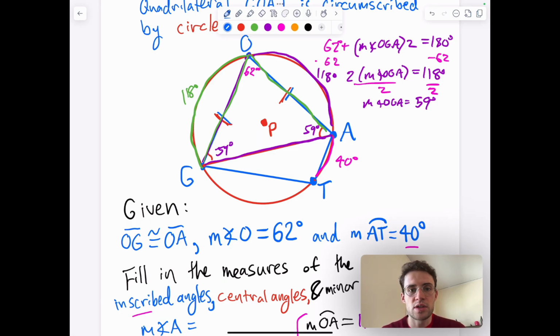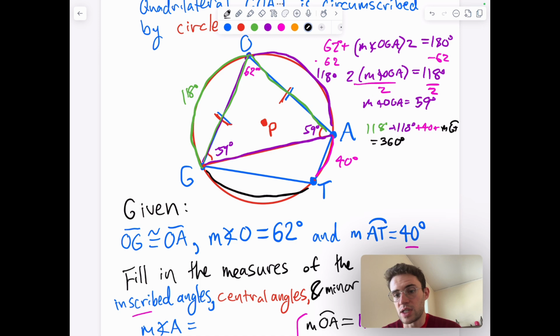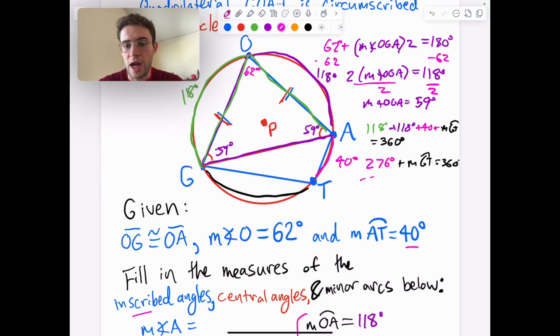So we could add all of those up. We could say 118 degrees plus 118 degrees plus this arc TA is 40 degrees plus the measure of arc GT would have to be equal to 360 degrees. If we add those up, that gives us 236 plus 40, which is 276 degrees, plus the measure of arc GT, adds up to 360. We subtract 276 from both sides, giving us that the measure of minor arc GT is equal to 360 minus 276, which is 84 degrees.